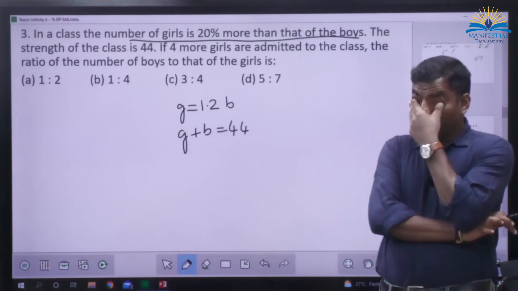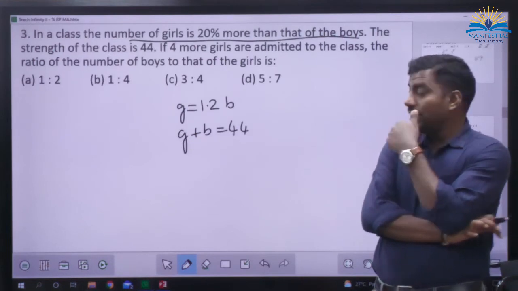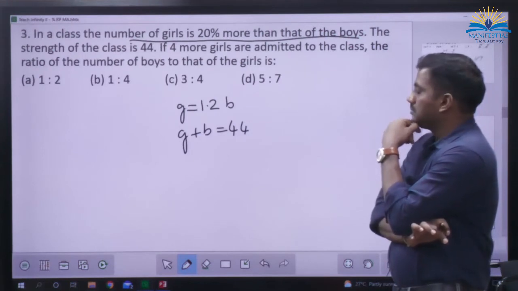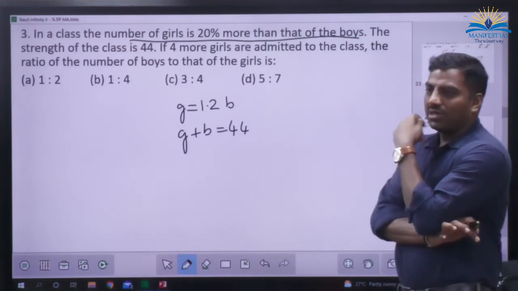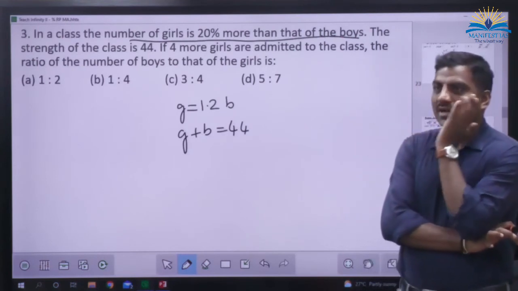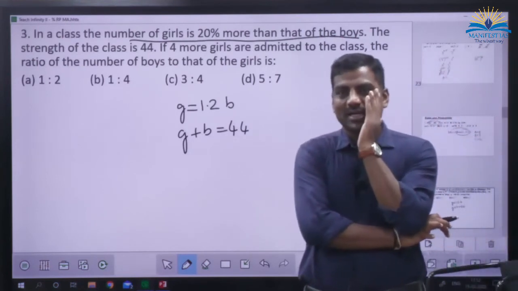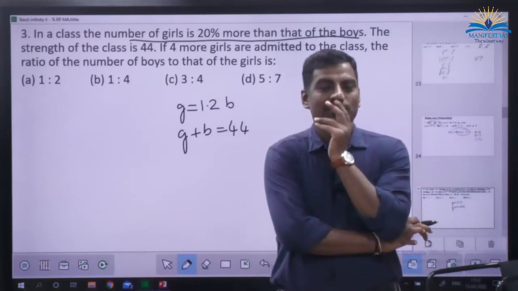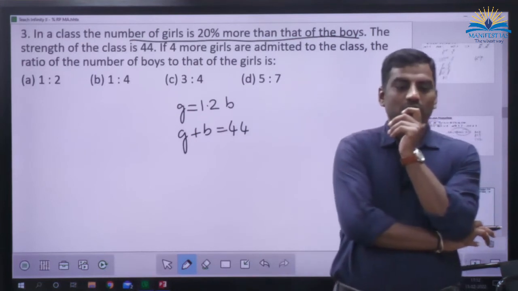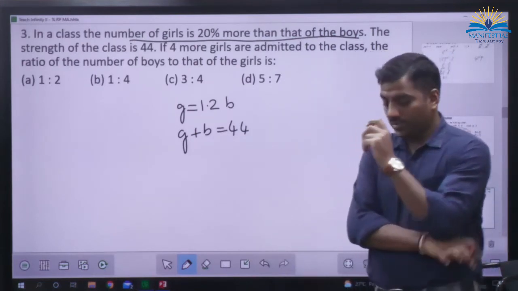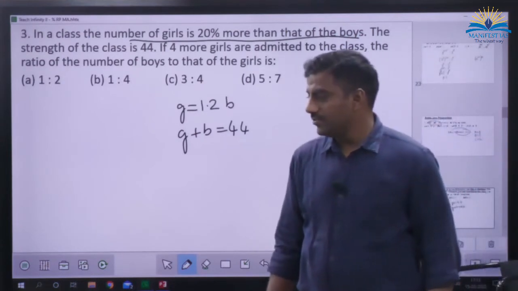G is equal to 1.2B. G plus B is equal to 44. Find the number of girls, find the number of boys. If you don't solve this, I will sit for dharna, at least for half an hour. I want the answer.